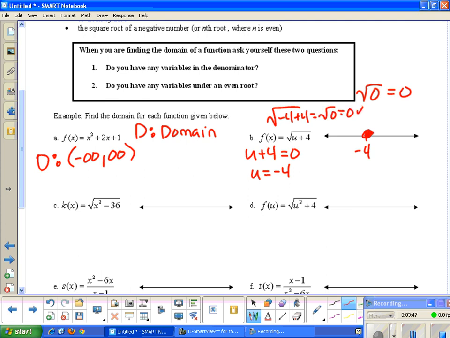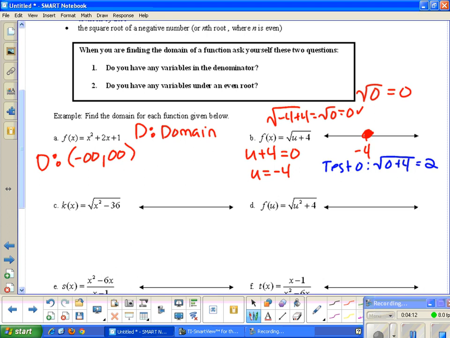So that's why I have a closed circle. Now I have to figure out, testing each side of the number -4, where numbers are not going to work. So if I do, let's say, numbers to the right of -4, I'm going to test maybe, let's say, 0, because it's easier. If I test 0 and plug it in here, I get the square root of 0 plus 4, which is the square root of 4, which is equal to 2.